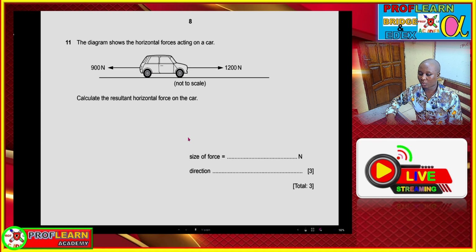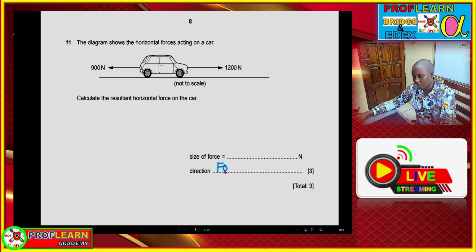Then you need also to understand how to work out resultant force. If there are two forces acting like that, one is acting forward, another one is acting backward, then the direction of the resultant force will be in the direction of the greater force, and so direction here will be forward. Or you can say to the right.